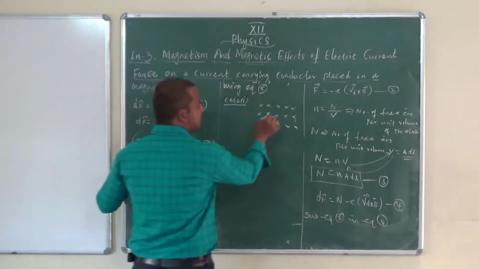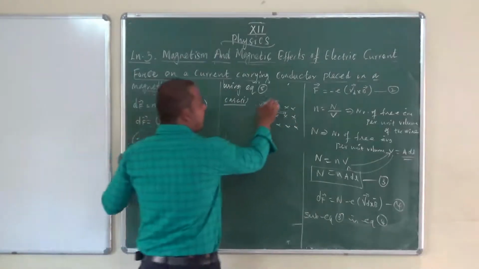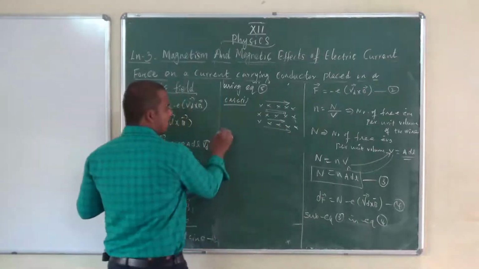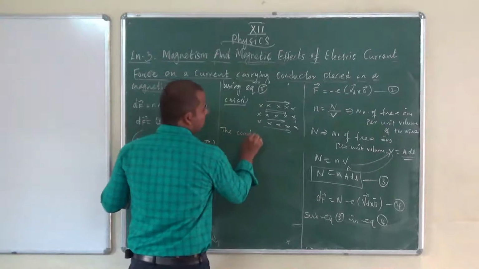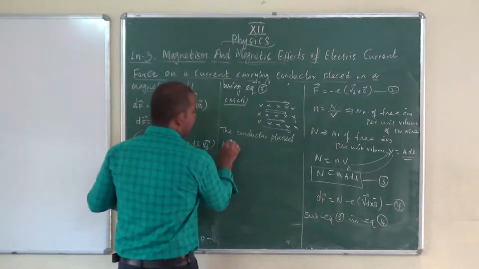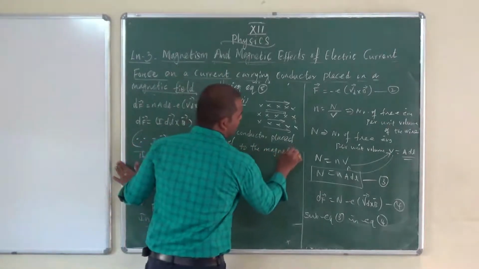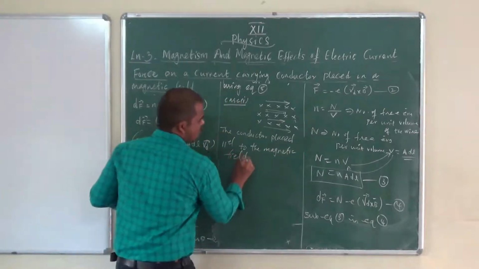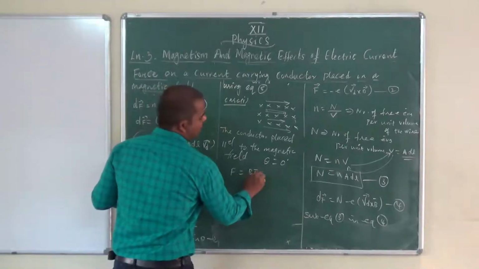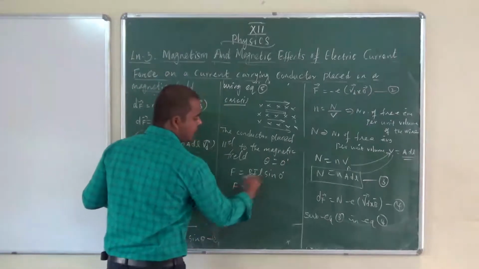So now the conductor is placed, how? Parallel to the magnetic field. How do we have to place the conductor? Case 1, the conductor is placed parallel to the magnetic field. Parallel means theta is equal to 0 degree. So what is the force? F is equal to BIL sin 0 degree. Sin 0 is 0. So F is 0 into anything, 0.